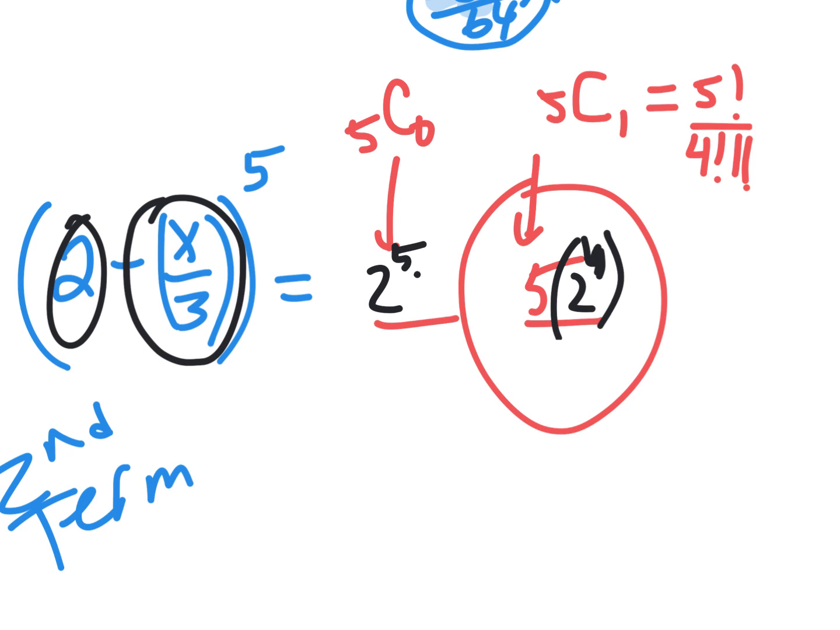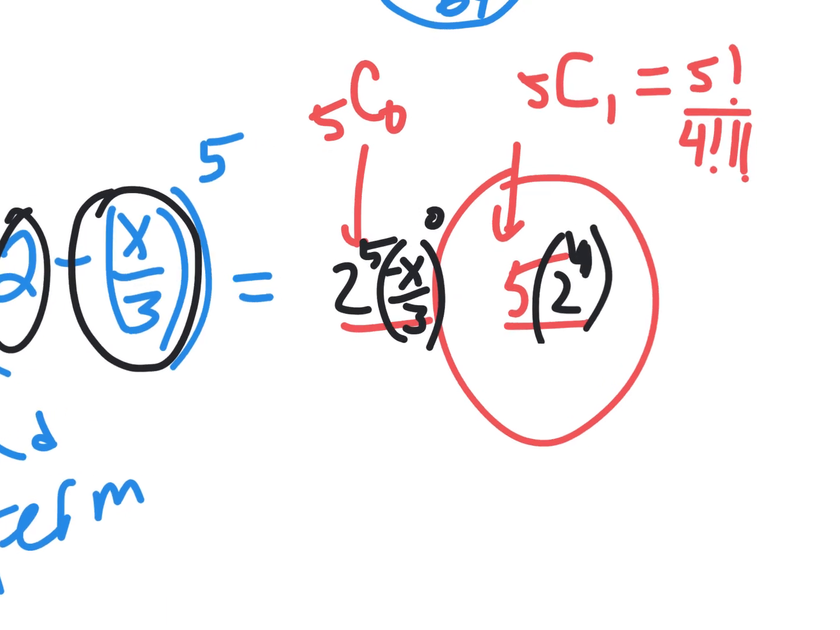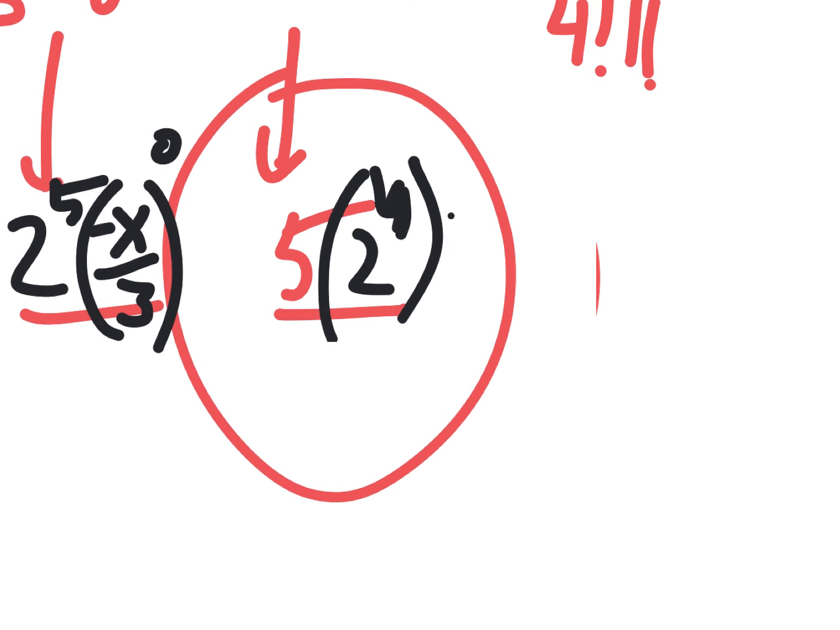This one would start with negative x over 3. Notice I put the negative only on top. If I put the negative on the top and the bottom, it would cancel out and it wouldn't be negative. And then that's to the 0 to start with. So for the term I care about, it would be negative x over 3 to the 1.